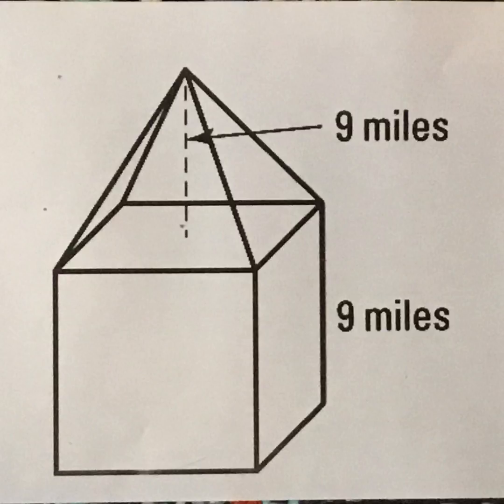But you will still have to solve for the pyramid, which uses the formula 1/3 base times height. If you substitute those numbers in, you will get 1/3 times 81 times 9, which is 243. The last step is to add the two volumes together and you get a total volume of 972.